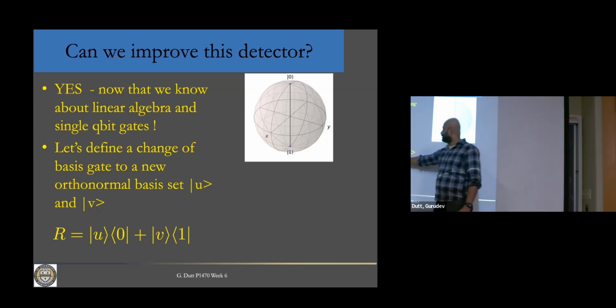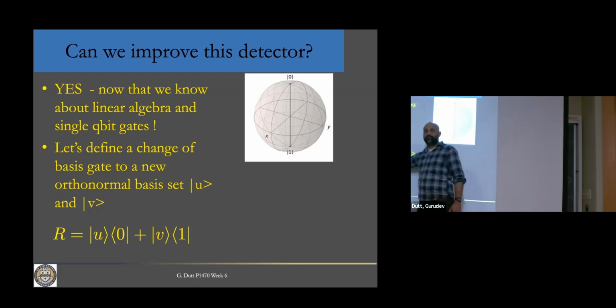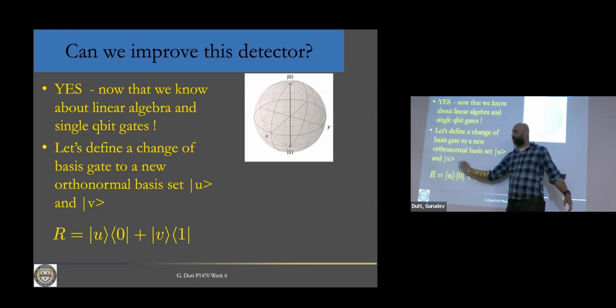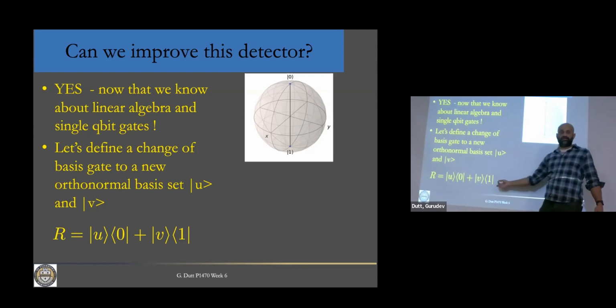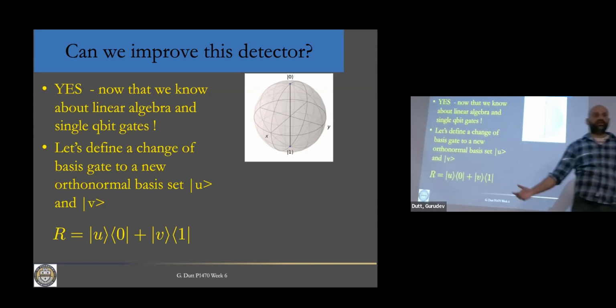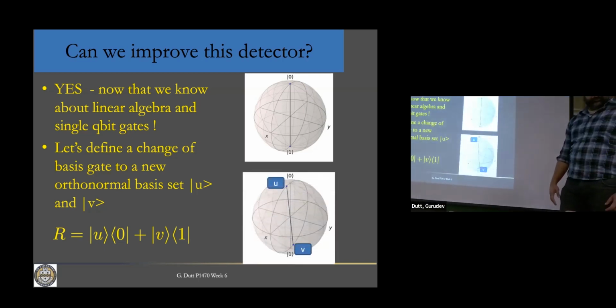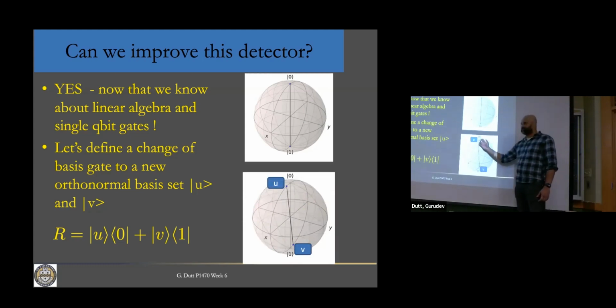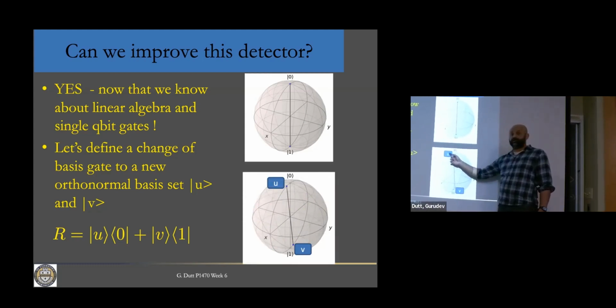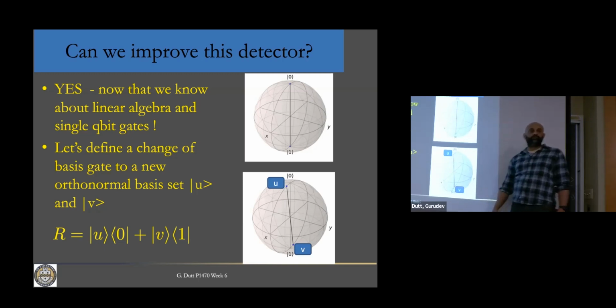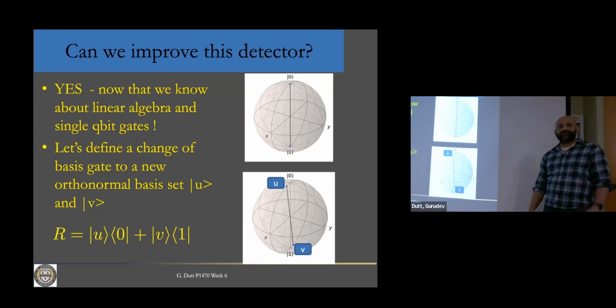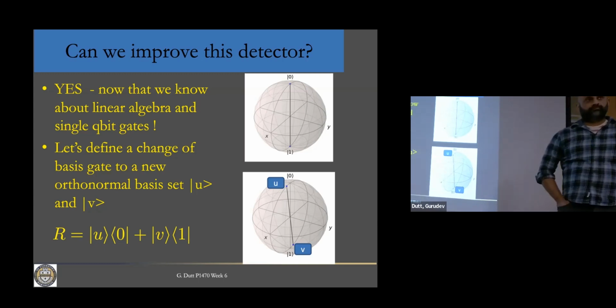So we define a new orthonormal basis set, U and V, and we know how to make that rotation gate for this new state. For any two states U and V, as long as they're orthonormal, we just write out our rotation gate in exactly the same way as we did for the plus and minus states. This new R gate is U0 plus V1, and it tilts the axis a little bit. So these are our new basis states, U and V, and they're opposite on the Bloch sphere.